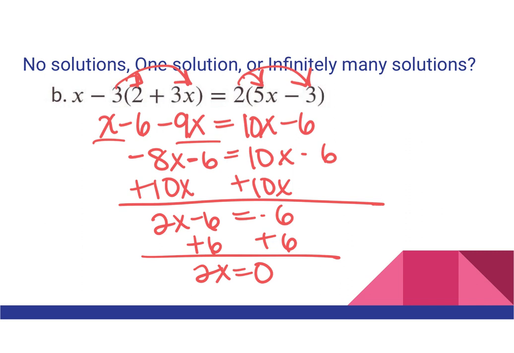So the only number that I could multiply times 2 to give me 0 is 0. So I know x is 0. So let's go ahead and check it.